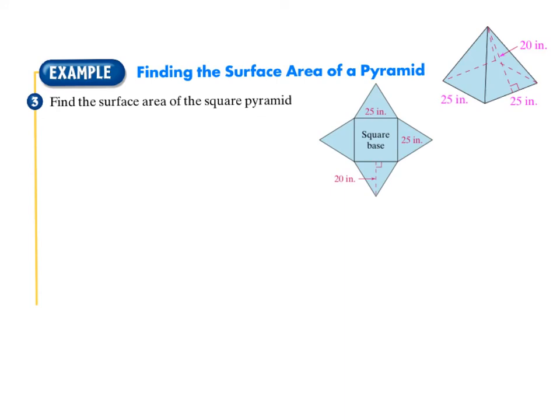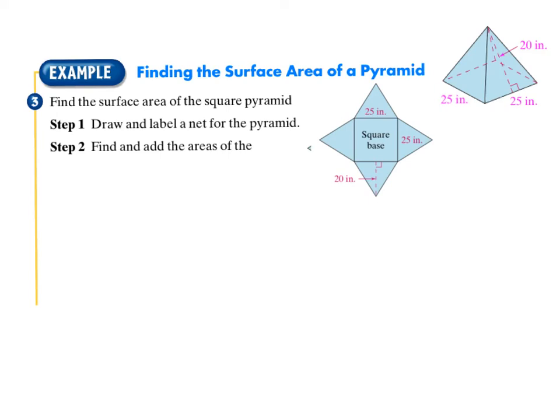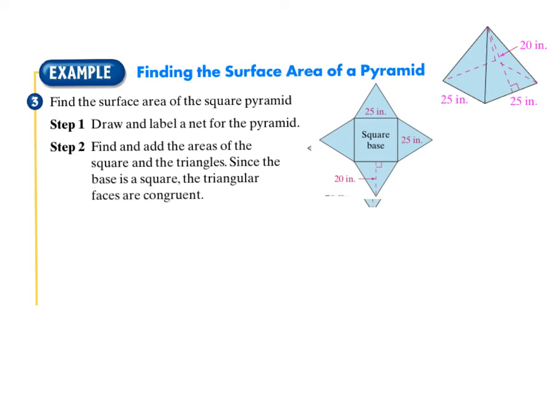So again, you would transfer all of your measurements from your three-dimensional shape to your net, and then use that to find the area of all your individual shapes. So again, step 1, we're going to draw and label a net for our pyramid. Then we're going to find and add the areas of the square and the triangles. Since the base is a square, the triangular faces are congruent, meaning they are the same.